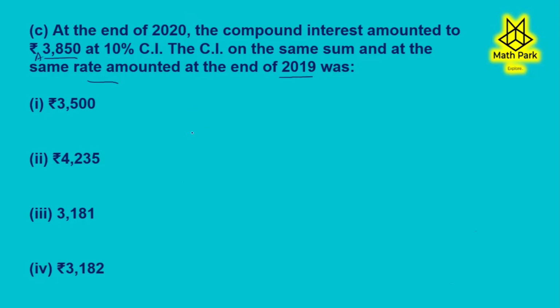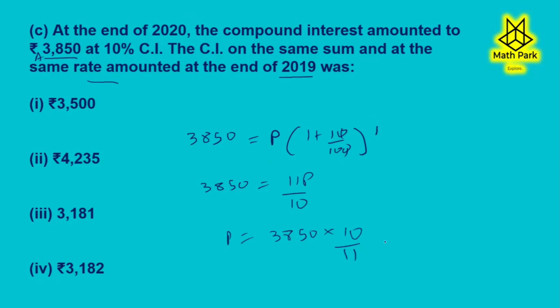Please read the question carefully. So 3850 is the amount. We need to find the principal, which was at the end of 2019. 1 plus R, which is 10% upon 100, raised to 1 because that was for 1 year. So let us simplify. So we get 3850 is equal to 10 plus 1, 11P by 10. So P is equal to 3850 into 10 upon 11.